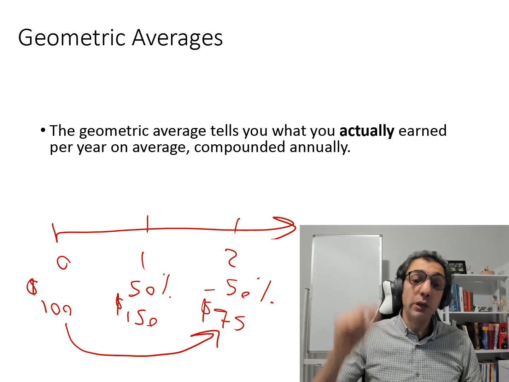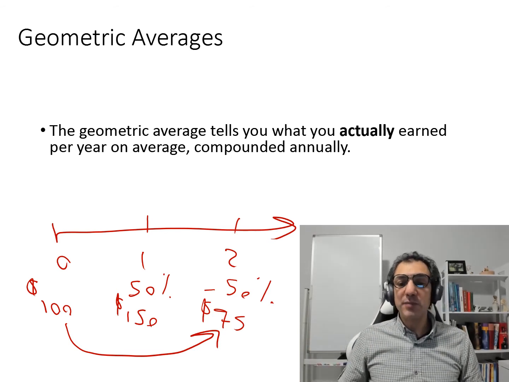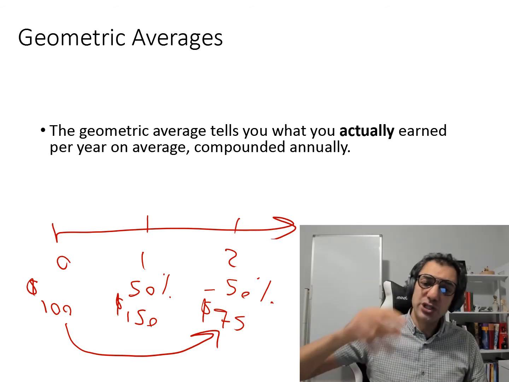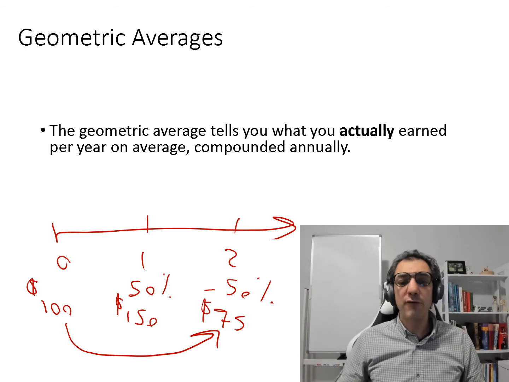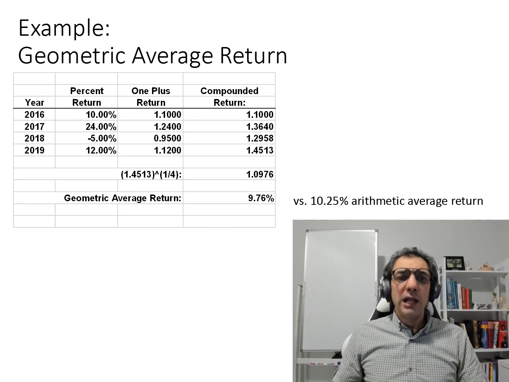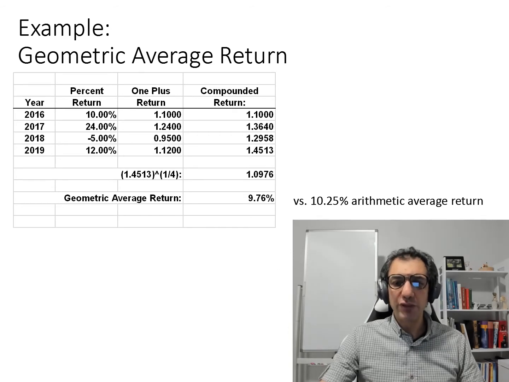So in this case, we'll look at the geometric return, which gives us a better estimate for our annual return, and captures the effect of compounding and the growth of money. How do we calculate the geometric average? Let's look at this example just to understand how we actually calculate the geometric average return.